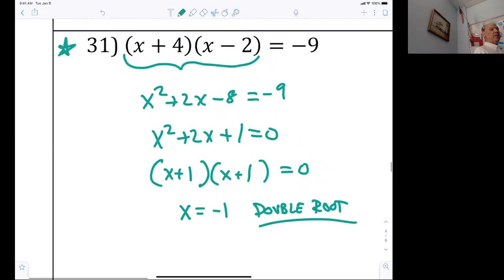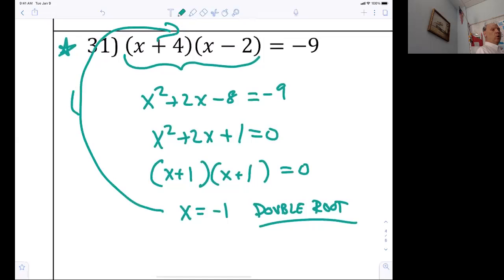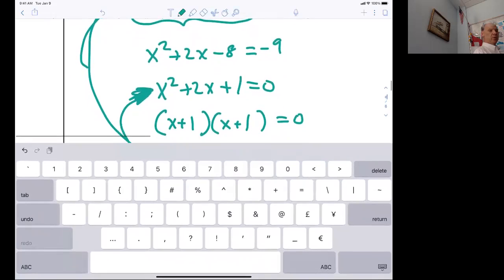So now, pay attention. If I plug -1 in up here, what am I going to get? I'm going to get -9. All right, if I plug -1 into this equation here, I'm going to get what? 0. All right, moving forward.